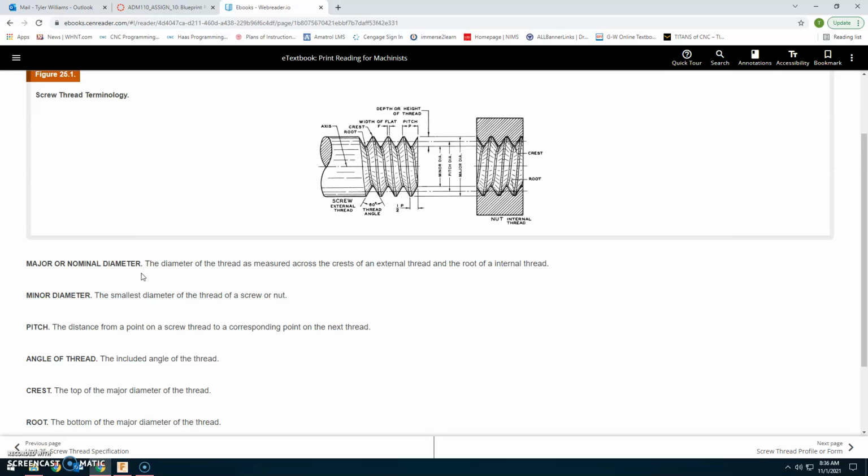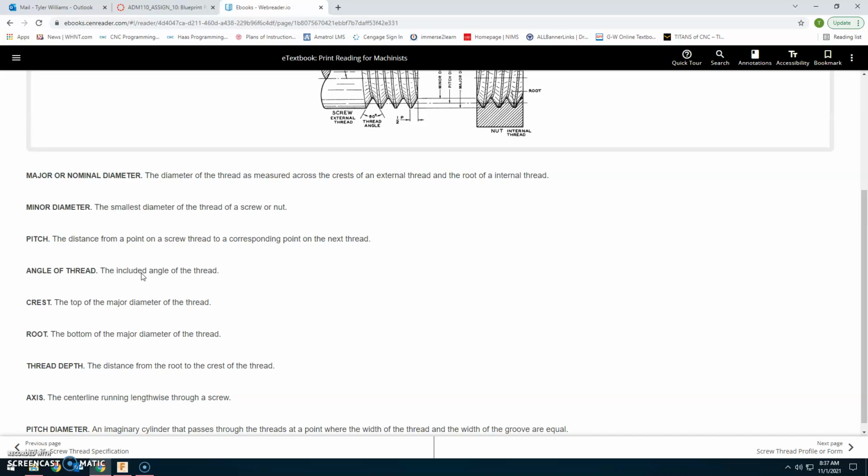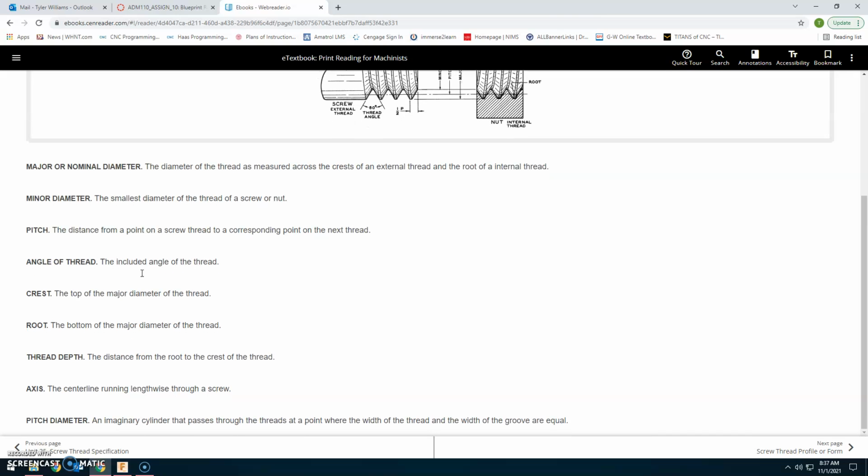Pitch is the distance from a point on a screw thread to the corresponding point on the next thread. Angle of thread is the included angle of the thread. Crest is the top of the major diameter of the thread. Root is the bottom of the major diameter of the thread. Thread depth is the distance from root to crest of the thread. Axis is the center line running lengthwise through the screw.